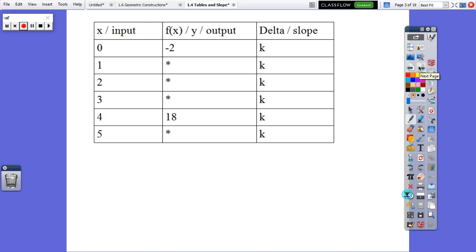These are just all the different ways that you can think about your input. So it could be X or a letter. Frequently we've used N here. F of X, remember that means your output, it means your Y. So all of these are synonyms for your output. And then again, different ways that you can think of your rate of change, your delta, your slope.